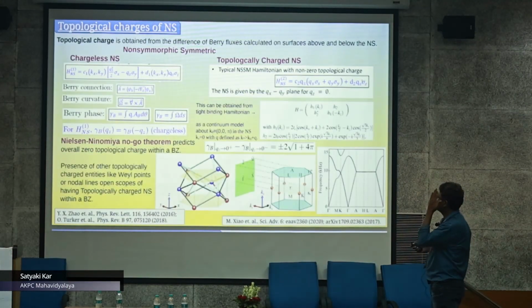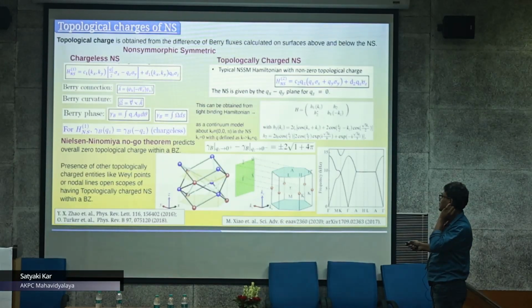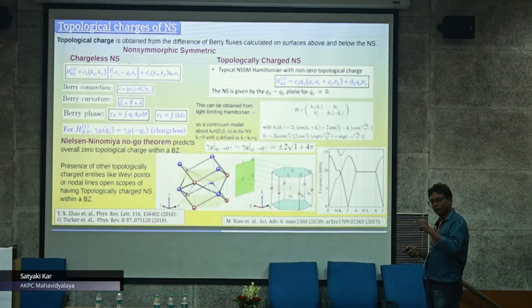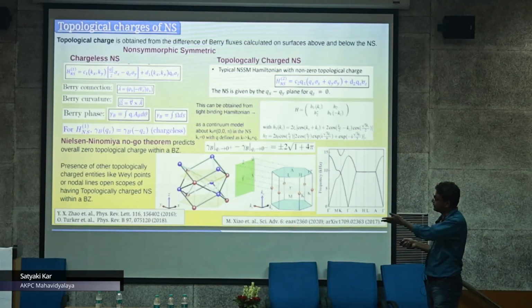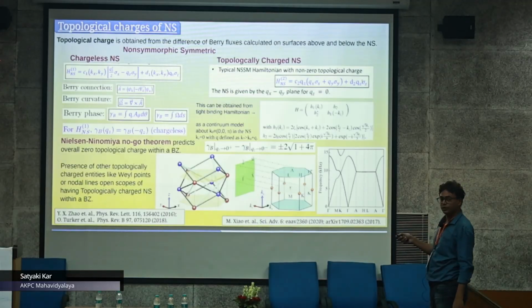Now, whatever I just said, if we do the construction for the topological charges, just like if you take 2 points, one above and one below the nodal surface, then calculate the Berry fluxes, we see that they are the same. So basically, if you take the difference, that's 0. So from that definition, it doesn't have any topological charges.